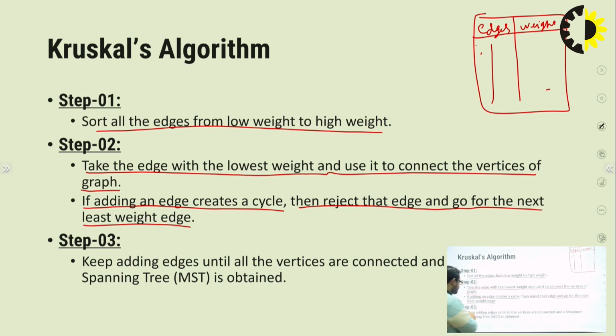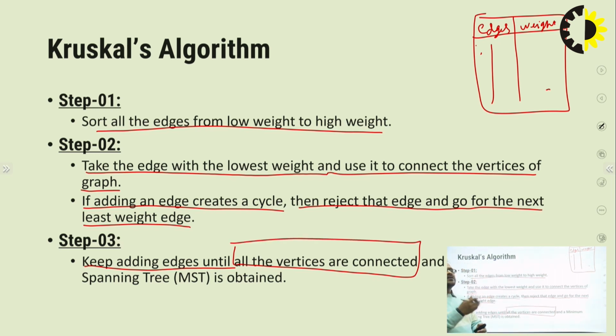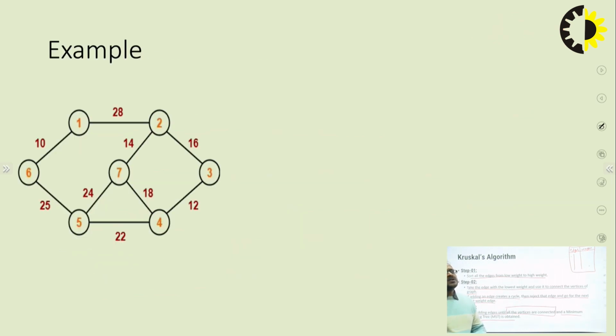Okay. Next, keep adding edges until all the vertices are connected. Obviously step 2 is repeated until all the vertices are connected. Whenever all the vertices are included in the minimum spanning tree, you have to terminate your algorithm and the minimum spanning tree is obtained. Understand my point? Okay. Let us understand this Kruskal with the example.